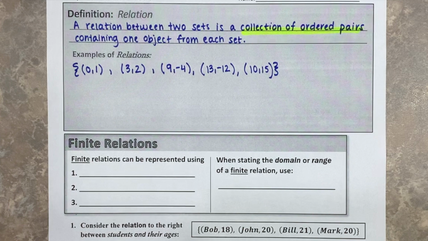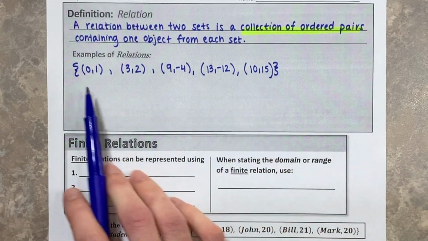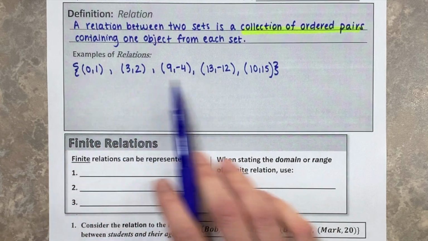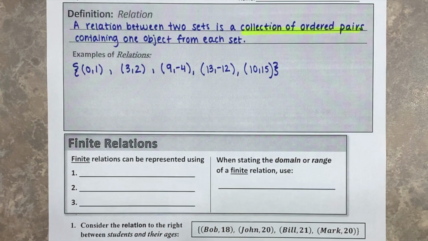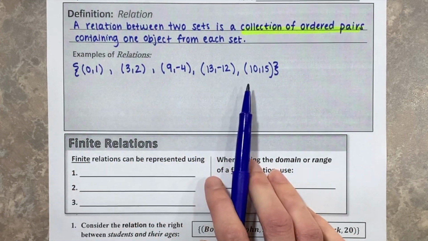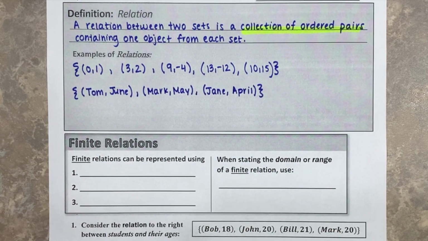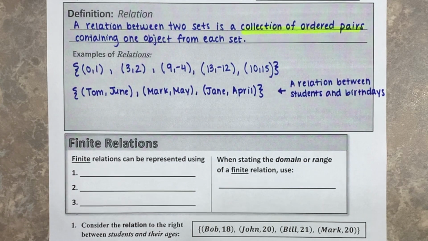Here, this relation shows the relationship between x values and their corresponding y values. In your relation, you could have 5 ordered pairs like we have here. You could have 10 ordered pairs. You could have infinitely many ordered pairs. To write a relation, the order that you list the ordered pairs does not matter. So we could jumble up these ordered pairs in any order and it would still be correct. Here's a different example of a relation. This is an example of a relation between students and their birthday month.